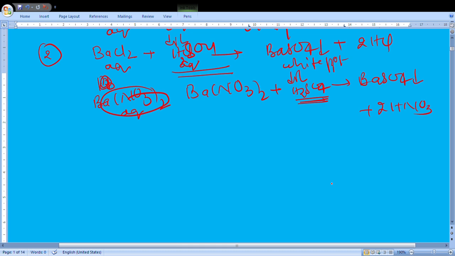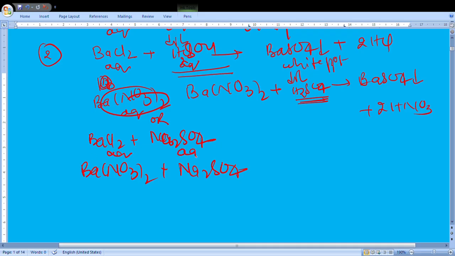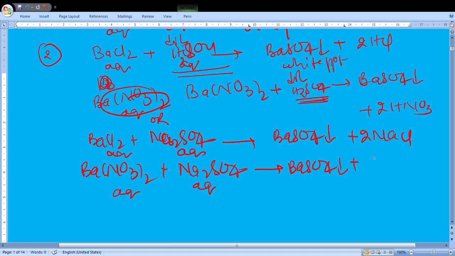BaCl2 can also be treated with Na2SO4, Ba(NO3)2 can also be treated with Na2SO4, all aqueous, to form BaSO4 as a white PPT plus 2NaCl, and here BaSO4 as a white PPT plus 2NaNO3, right?